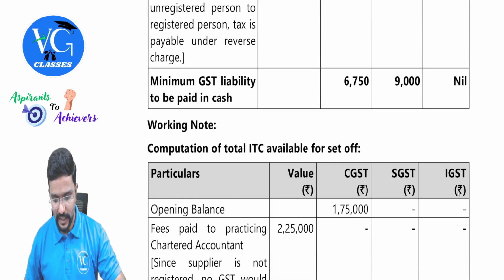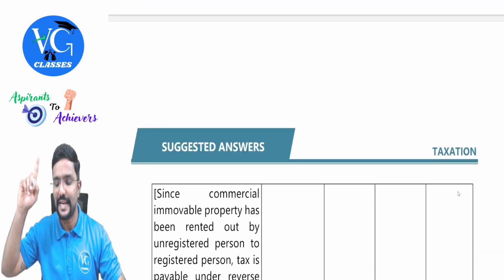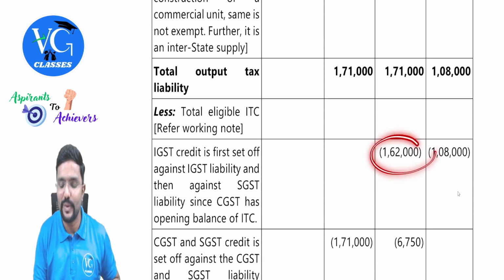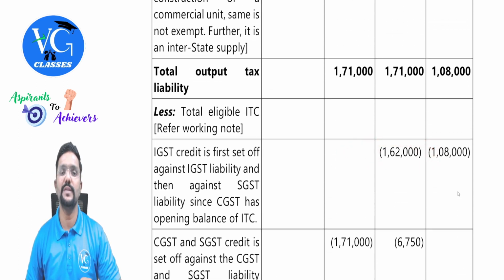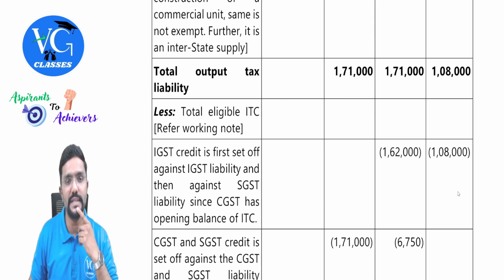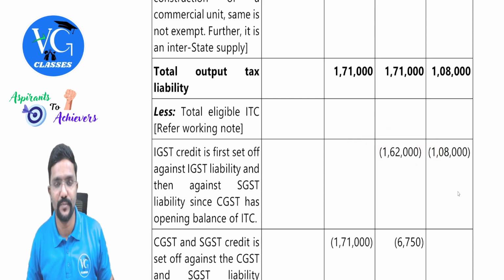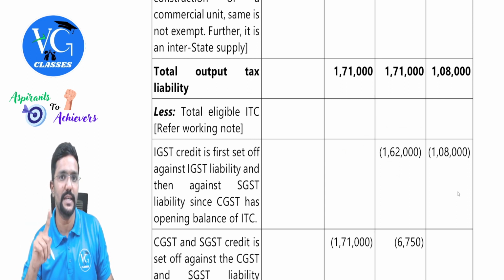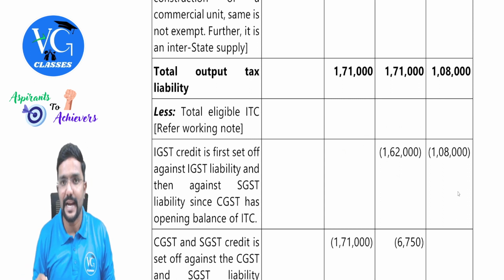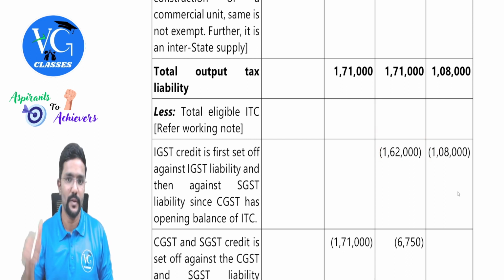Remaining credit is how much? IGST total credit, one second, is 2,70,000. We have used 1,08,000 here. So the balance is 1,62,000. Actually, we can use it against CGST, SGST in any order, in any proportion. But in the given case, we have an opening balance of CGST. So better use the entire 1,62,000 against SGST. Hope you understood. As we have a huge opening balance of CGST, we are using the remaining IGST balance fully against SGST, guys. 1,62,000.